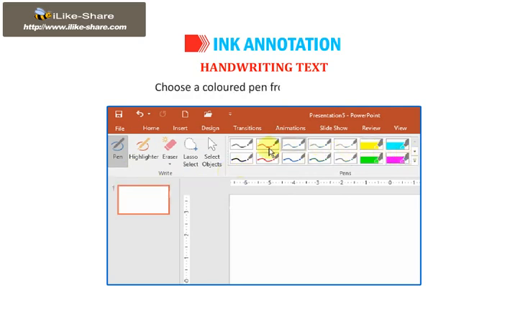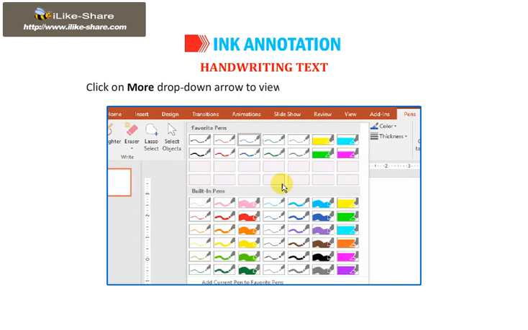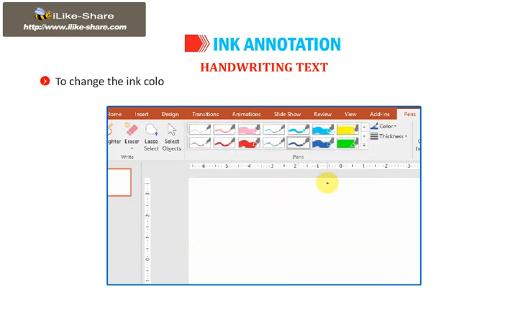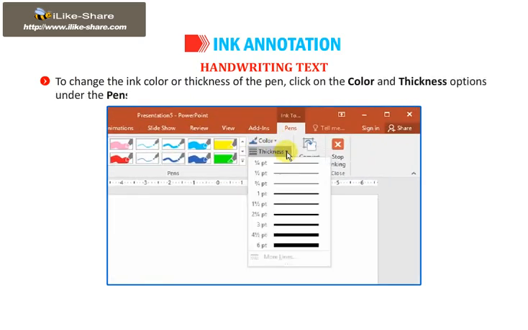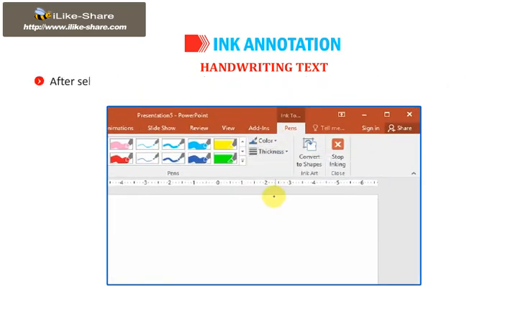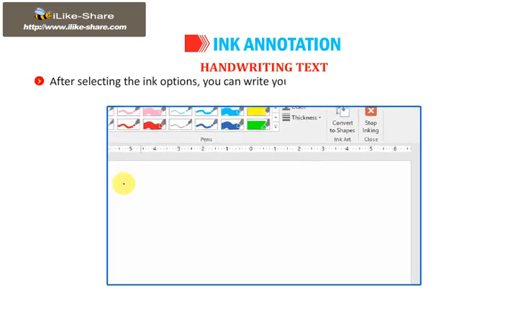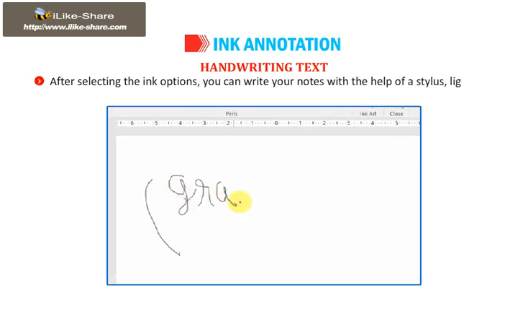Choose a colored pen from the Pens group. Click on More drop-down arrow to view more options for your selection. To change the ink color or thickness of the pen, click on the Color and Thickness options under the Pens group. After selecting the ink options, you can write your notes with the help of a stylus, light pen or a mouse.